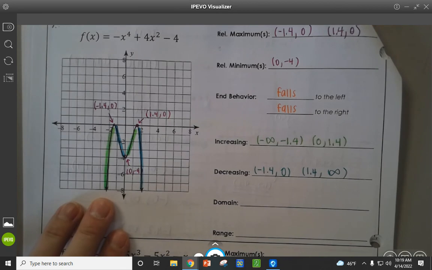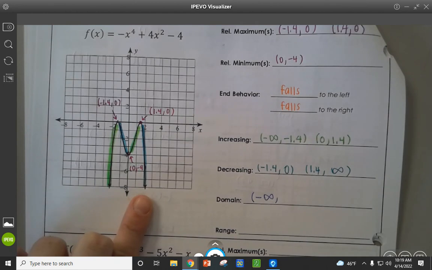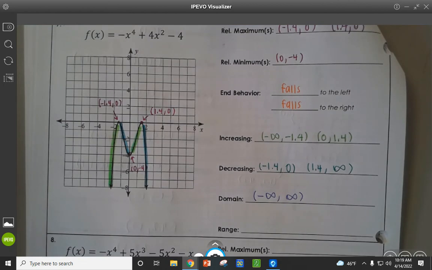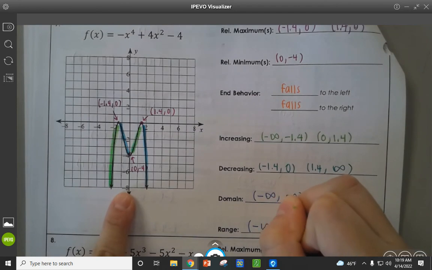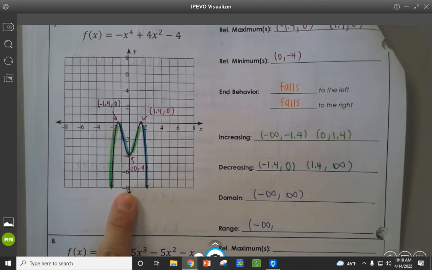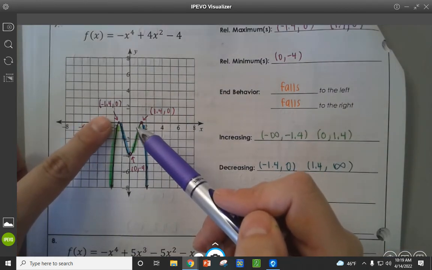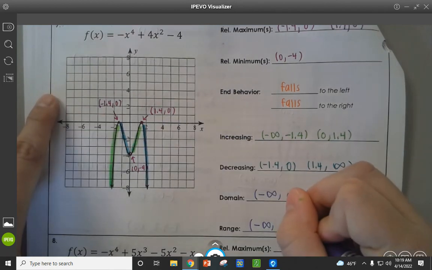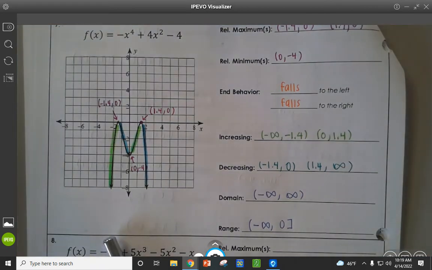Domain. What's on the left? Negative infinity on the left. What's on the right? Positive infinity. We got arrows on both sides, as always. The range. What's on the bottom? Arrow. So negative infinity. Do I have arrows on the top? No. So we have 2 points. Pick the highest one. Well, neither one of them's higher. They have the same y value. So what is the y value? 1.4. Y value? 0. Remember, range is y values.